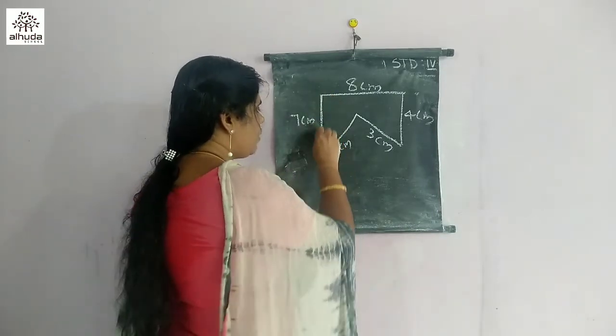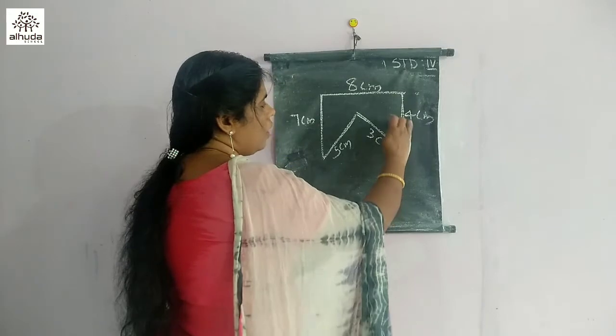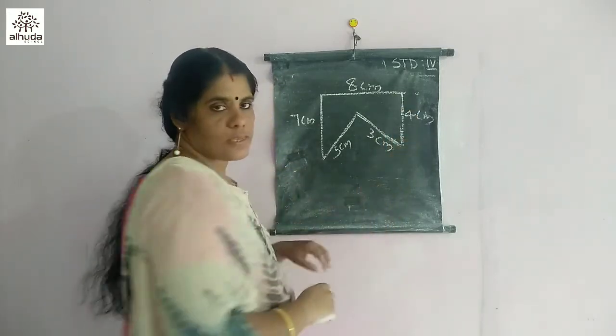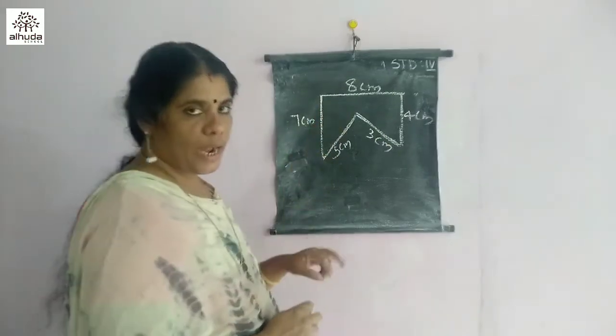We should find out the perimeter of this figure. How do we find out? We should add all these measures. Okay. So then total length will be given to you. You should add all these.